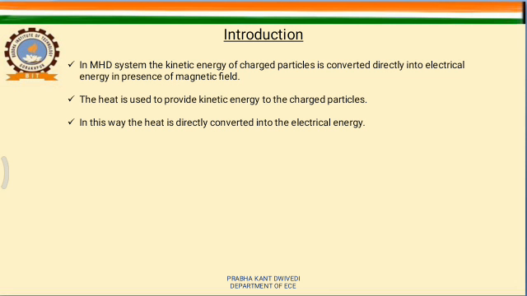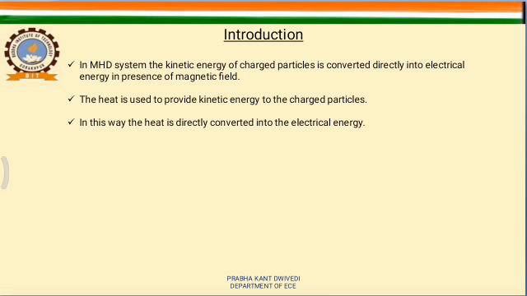So, the MHD system is a direct means of energy conversion. Direct means in this system the thermal energy is directly converted into the electrical energy because there is no moving part in between the conversion. This system does not consist of any moving part. So it converts heat directly into the current or voltage.